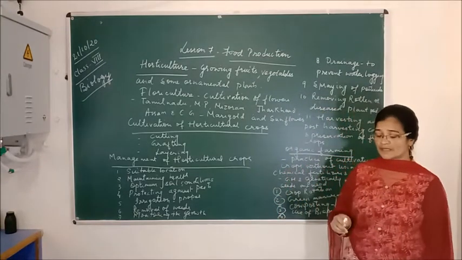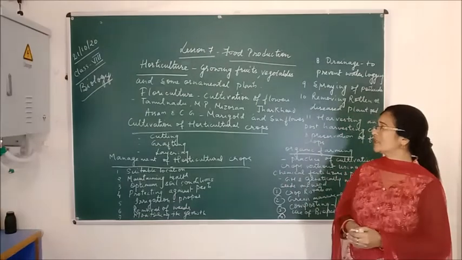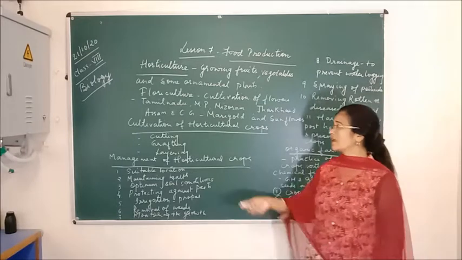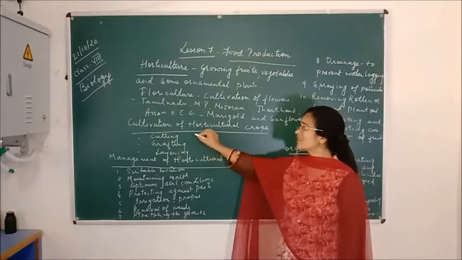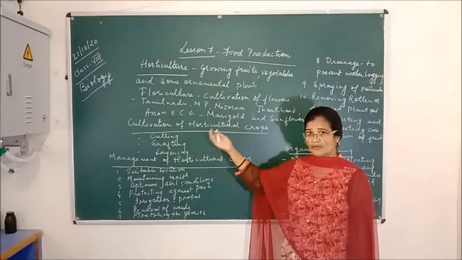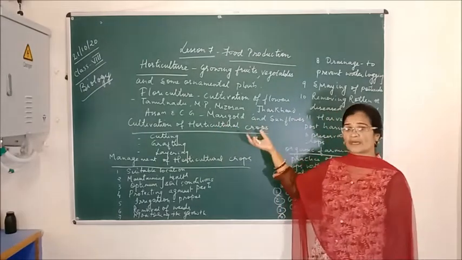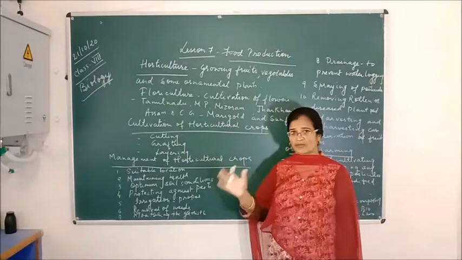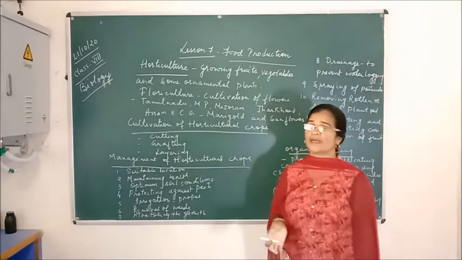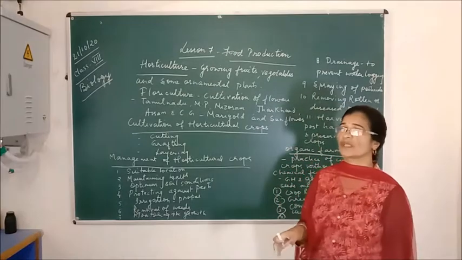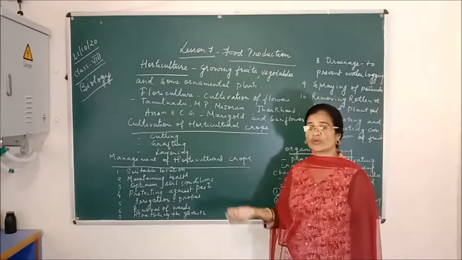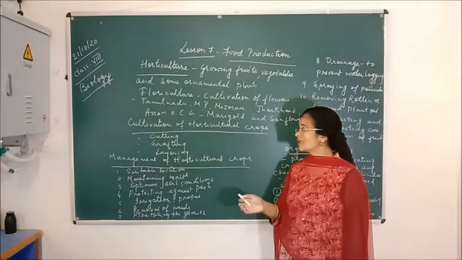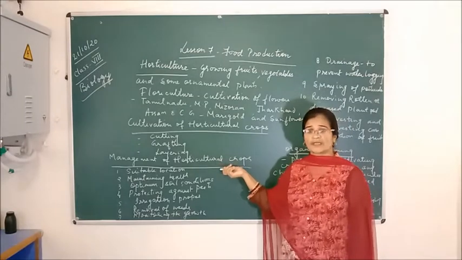And there are various practices or methods involved in the cultivation of horticultural crops. First we'll take cutting, grafting, layering. These are the three methods by which fruits, vegetables or ornamental plants are grown. In cutting, we take the cut part of the parent plant and grow it in the soil, and after a few days that cut plant grows into a mature plant, and it also starts flowering. That process is called cutting, and you have studied all this in the previous lesson.